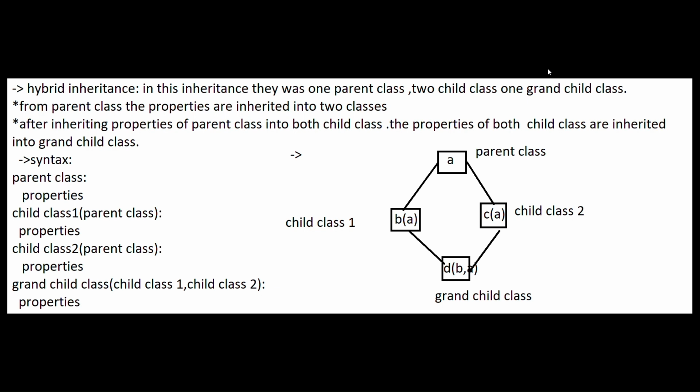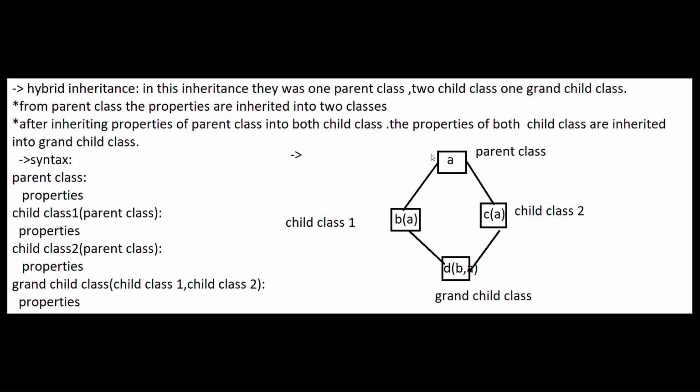While coming to the definition, in hybrid inheritance there is one parent class, two child classes and one grandchild class. From the parent class, the properties are inherited into the two child classes. After inheriting the properties of the parent class into both child classes, the properties of both child classes are going to be inherited in the grandchild class.